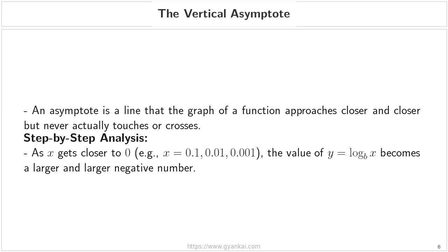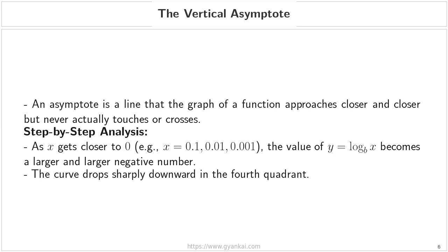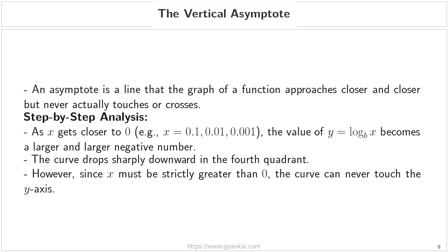Recall from our discussion on the domain that the input, x, must be a positive number. But what happens as x gets extremely close to 0? For example, if we substitute values such as 0.1, 0.01, or 0.001, we find that the output, y equals log base b of x, becomes a larger and larger negative number. If you were to visualize this on a graph, you would see the curve drop sharply downward into the fourth quadrant. However, there is a strict limit here. Since we established earlier that x must be strictly greater than 0, the value of x can never actually reach 0. Consequently, the curve can never touch the y-axis.